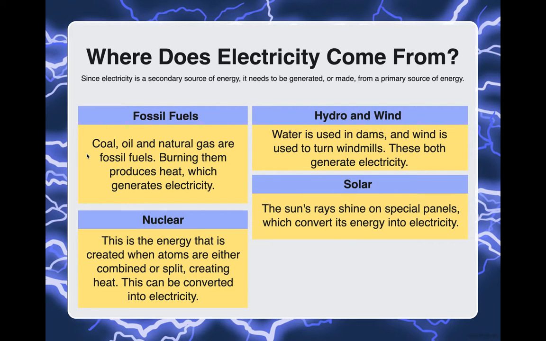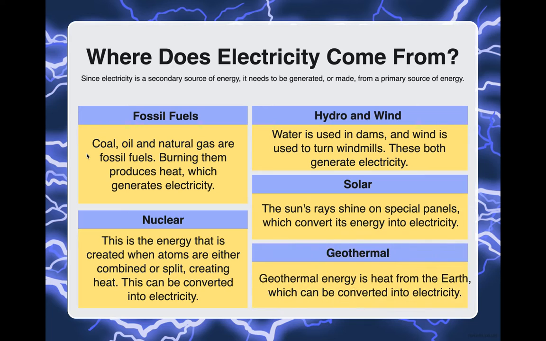And we also have solar. The sun's rays shine on special panels. Think of those solar panels that you can see on houses or in different buildings, which also convert energy into electricity. And we also have geothermal. Geothermal is energy from the heat of the earth, which can be converted into electricity. So these are different primary sources of energy that generate electricity: fossil fuels, nuclear, hydro and wind, solar, and geothermal.